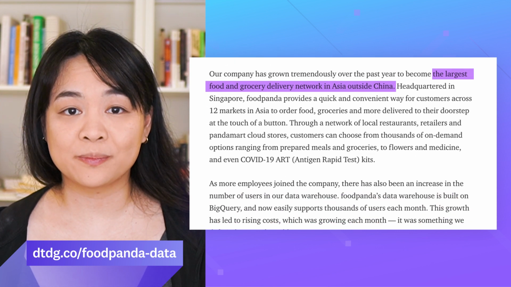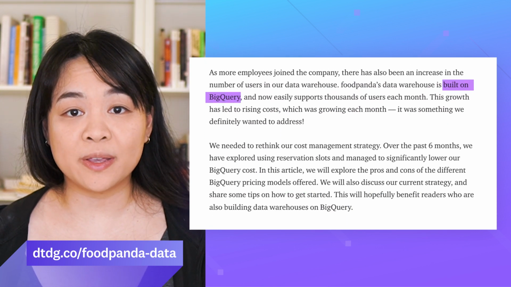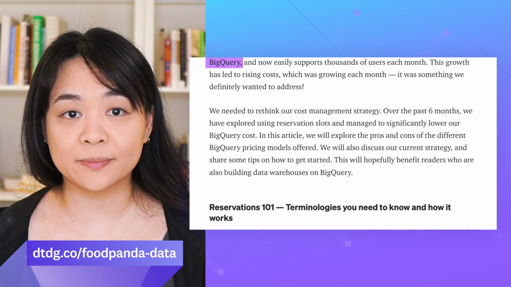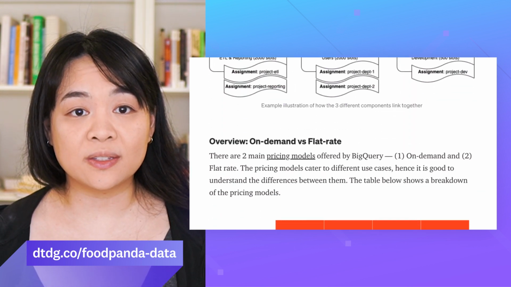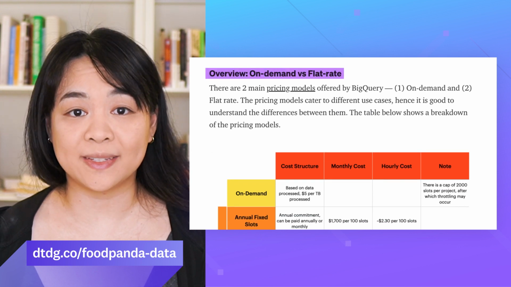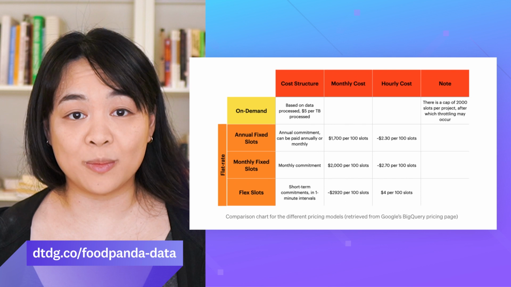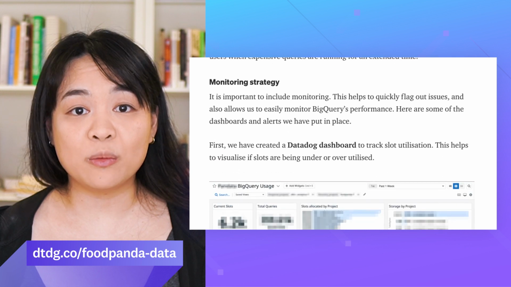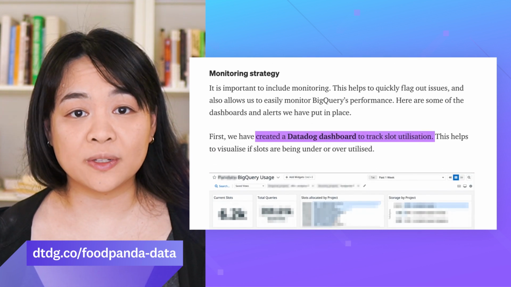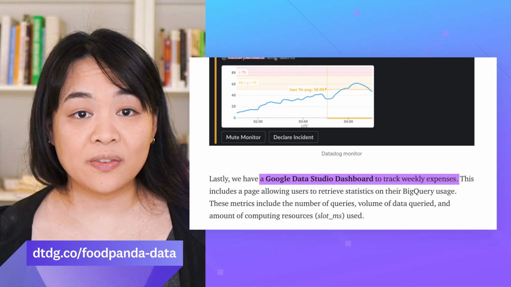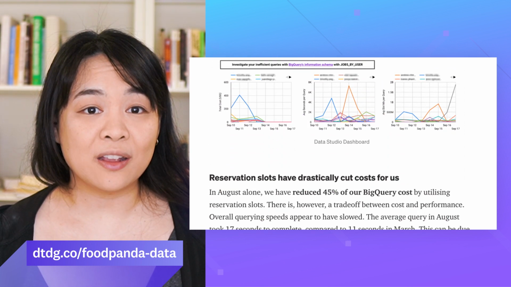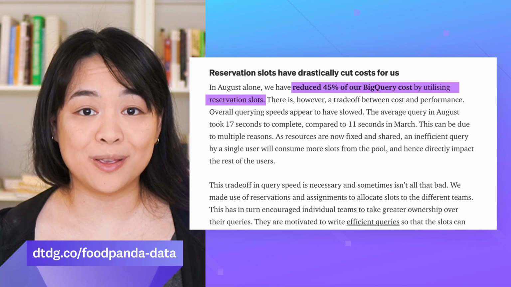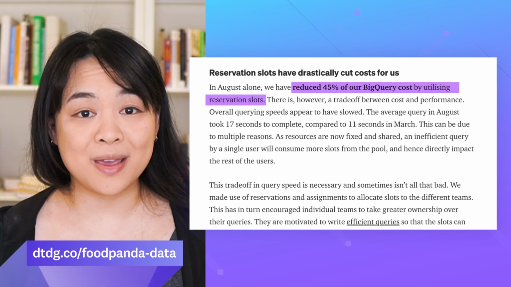foodpanda's data warehouse is built on Google's BigQuery, and as the company grew, so did their cloud costs. The team began to use BigQuery reservations to manage the usage of both flat rate and on-demand pricing. They purchased annual slots to guarantee baseline performance and additional flex slots during peak hours. To better understand their slot utilization, the team at foodpanda set up monitoring, including using Datadog dashboards and monitors, as well as Google Analytics. This visibility helps them to optimize flex slot usage, and foodpanda was able to reduce 45% of their BigQuery bill. Brenda writes that the next step is further automation, such as dynamically buying flex slots whenever an alert gets triggered. Thanks for sharing, Brenda, and we're glad we were able to help.